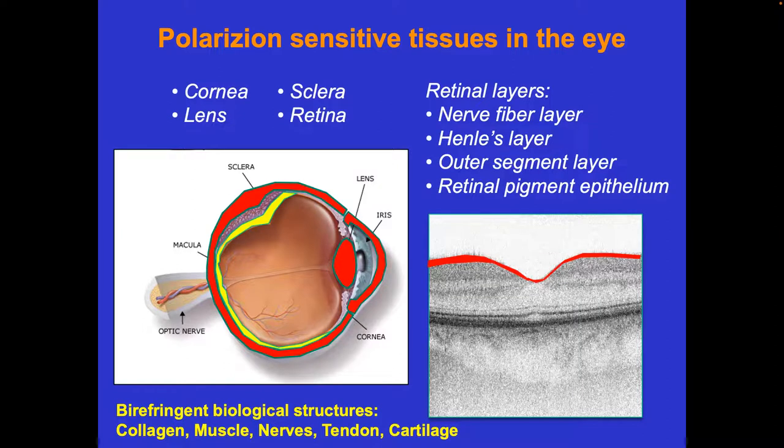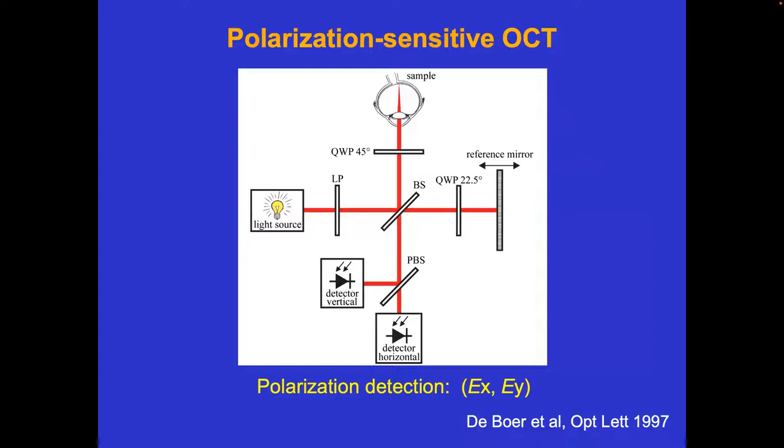And then if you look at the OCT images, this is one cross-section. This is the nerve fiber layer that is basically on top of the retina, and that is a birefringent structure. And then also what is called the Henle fiber layer is also birefringent. And then the photoreceptors and the layers below the RPE.